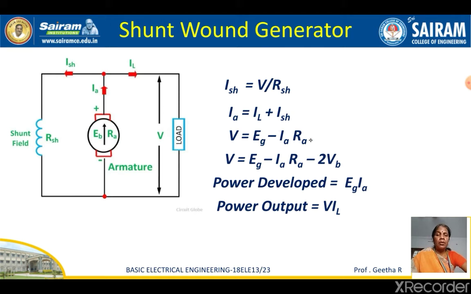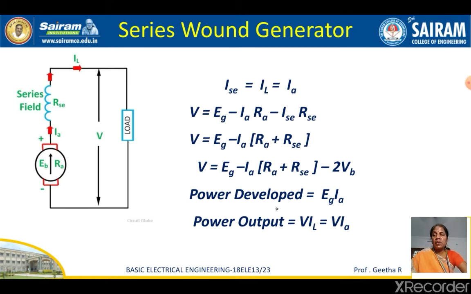If you include the brush drops, then it will become Eg minus Ia Ra minus 2 times the brush voltage. The power developed is nothing but Eg into Ia. Power is developed here only in the armature, where EMF is induced. There the voltage is Eg, the current is Ia. So the product of those two gives you the power developed. Power output: here the output voltage is the terminal voltage, it is V. The output current on the output side is the load current, the line current. So IL into V gives you the power output.